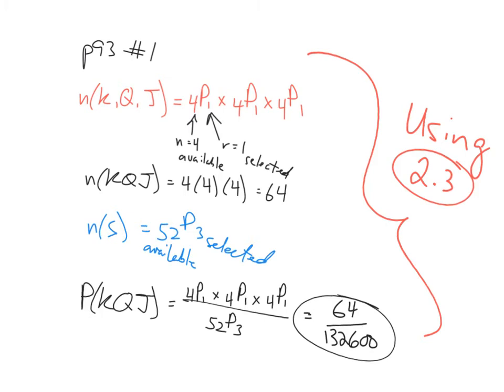So in chapter 2, lesson 2.3, you're learning about permutations and how there's n objects and r objects are selected. So in the case of the kings, there's 4 kings available and only 1 is selected. So that becomes the permutation of 4 choose 1. And in the case of the queen, it's the same scenario. There's 4 queens available and only 1 is selected. So that becomes the permutation of 4 choose 1. And in the case of the jacks, again, there's 4 available and only 1 is selected. So that becomes the permutation of 4 choose 1.